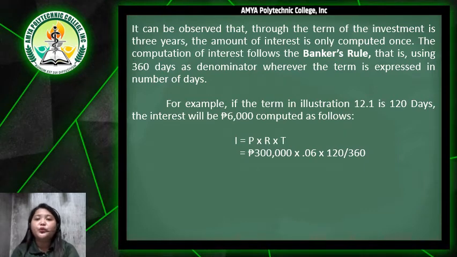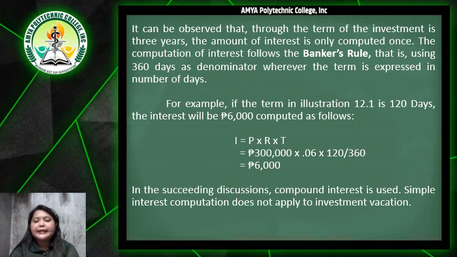So what we are going to do is add the denominator, which is 360. So 360 is the equivalent of one whole year. So 1 year is equivalent to 360 days. So 360 days will be the denominator of our days, which is 120. Okay, so now when we multiply, our interest is 6,000 pesos. So that's how you use simple interest given the days, not the year.